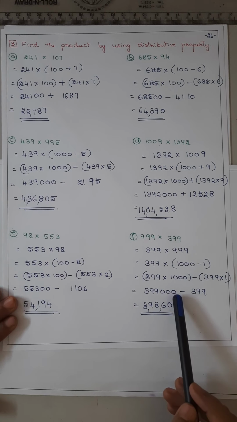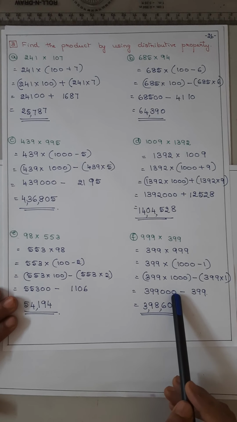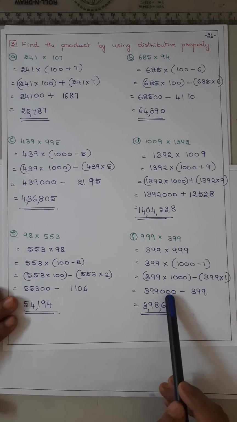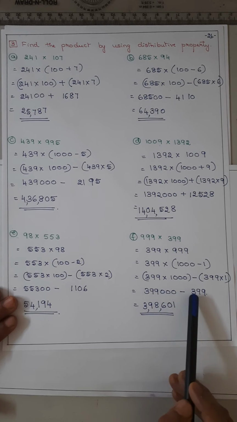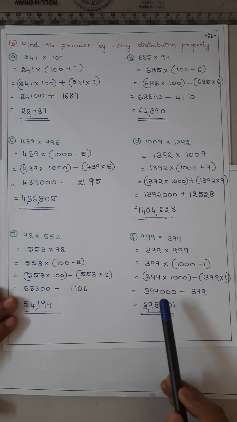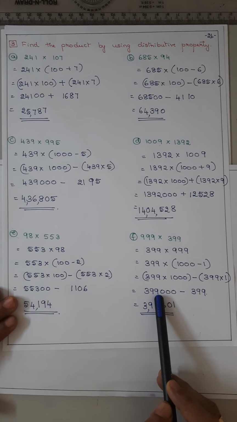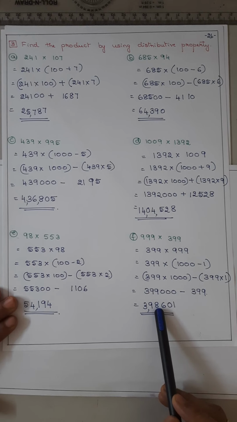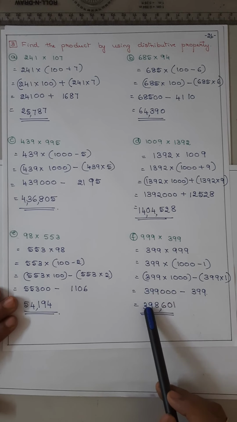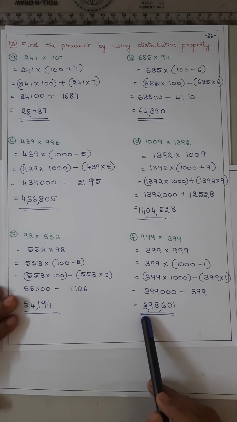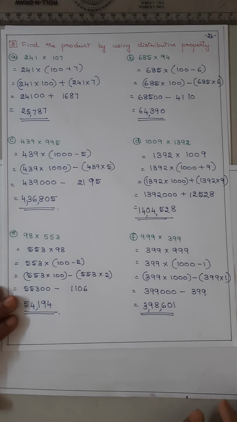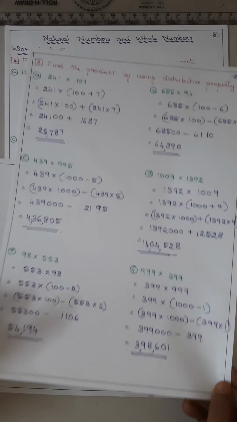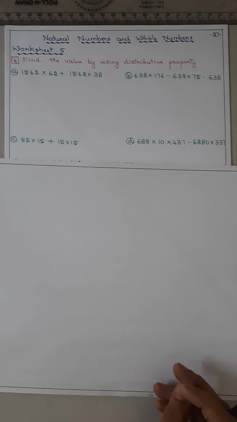Now subtract. 0 minus 9 means 10 minus 9 is 1. Here it is 9 remaining. 9 minus 9, 0. Here it is 9. 9 minus 3 is 6. Now here it will be 8. Isn't it? Put 8, then 9 and 3 as it is. So the answer is 3,98,601. Is it clear?